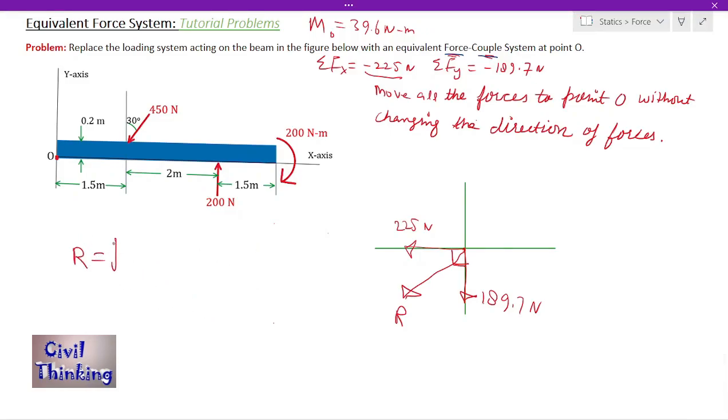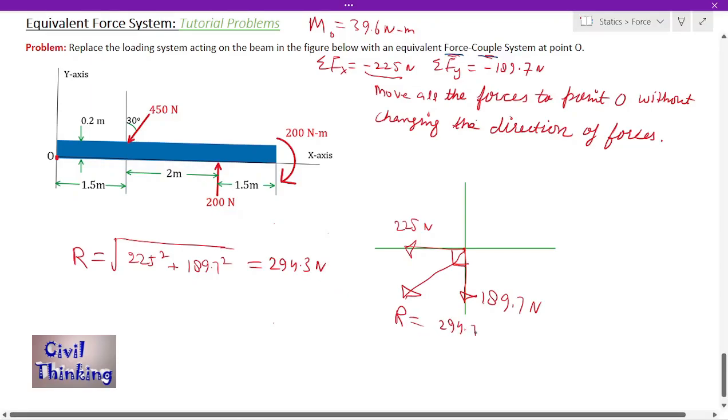The magnitude of the resultant is the square root of 225 square, summation F of x square plus summation F of y square, right? This is summation F of x and this is summation F of y, plus 189.7 square. Okay, so let me use a calculator to calculate the value. It is the square root of 225 square plus 189.7 square. It is 294.3 newton. Okay, 294.3 newton. Now we found the moment and we also found the resultant, right? The resultant is 294.3 newton.